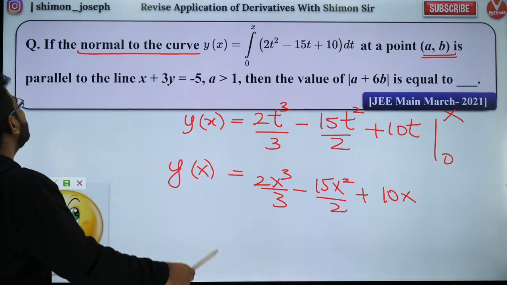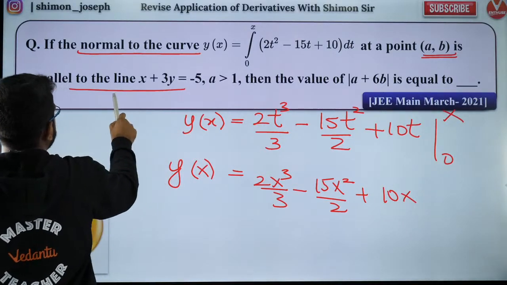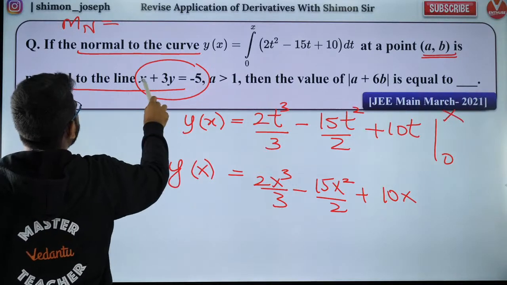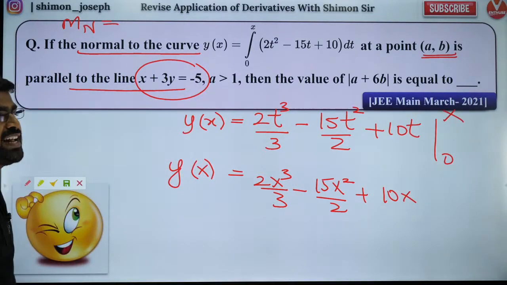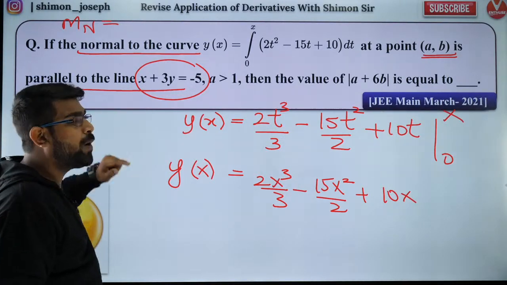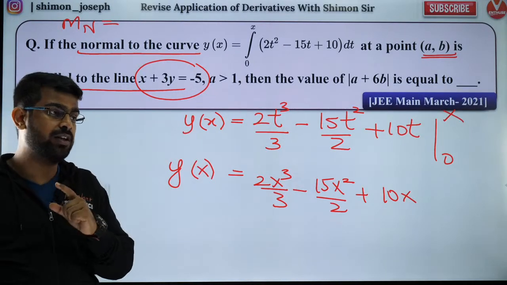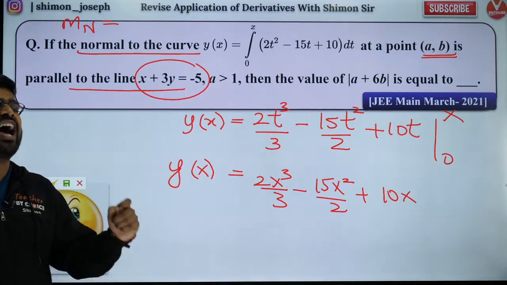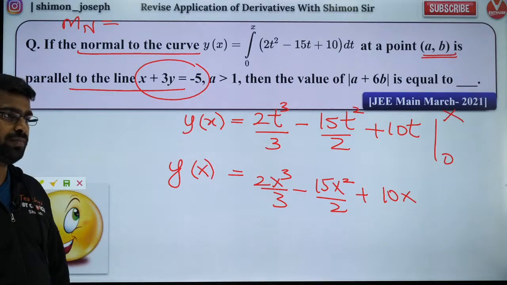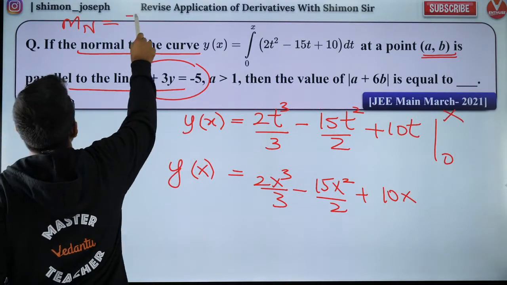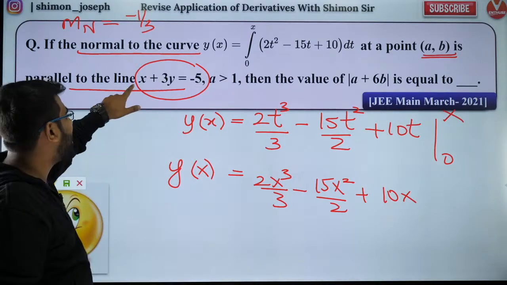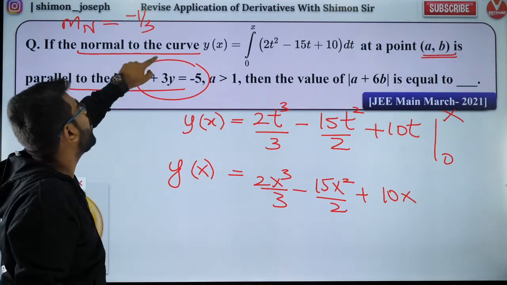Now, the normal is parallel to this line. That means the slope of the normal is equal to the slope of this line. Now, what is the slope of this line? Can you guys tell me? Let us see if you guys can answer it correctly. What is the slope of this line? Come on, people. I am expecting right answers. Very good, baby Luffy. You are absolutely correct. Very good, Kirti Aran. The slope of this line is minus 1 by 3 because the slope is found by minus of x coefficient by the y coefficient.